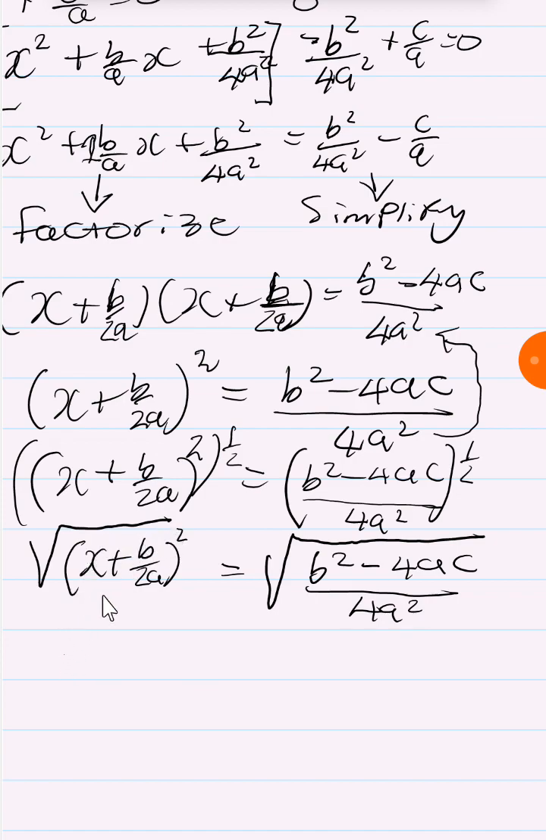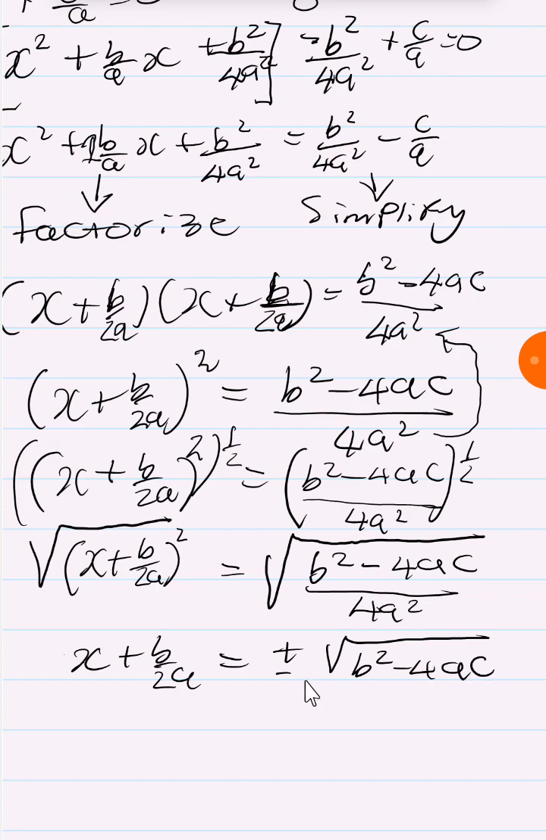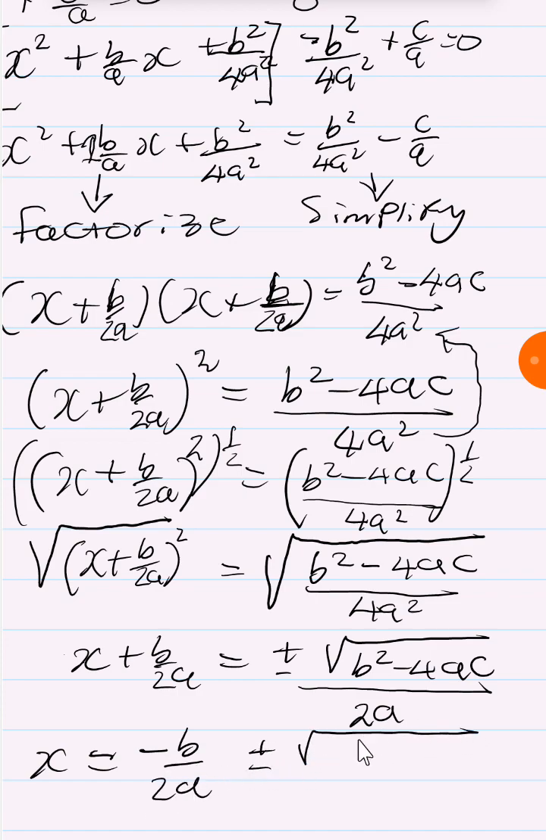Now, to solve this, x plus b over 2a equals plus or minus the square root of b squared minus 4ac all over the square root of 4a squared, which is 2a. Therefore, the quadratic formula is: the value of x is equal to minus b over 2a plus or minus root b squared minus 4ac divided by 2a.